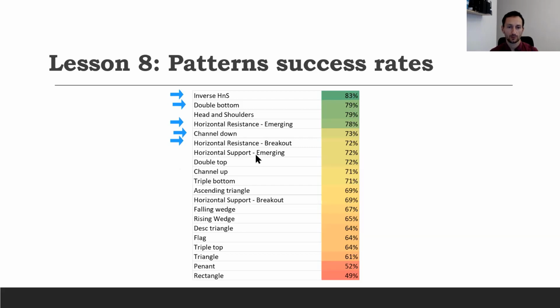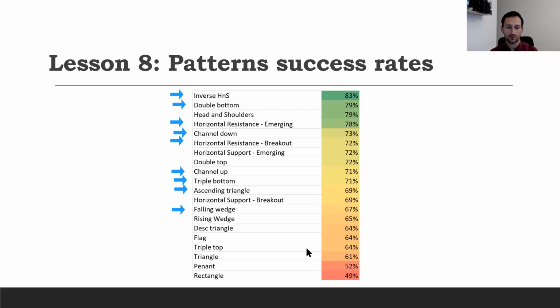Also support emerging or support breakout, obviously those are bearish patterns, so I'm not going to highlight those here. Double top, also a bearish pattern. Channel up could be both bearish and bullish. Triple bottom could be bullish. And then I really like falling wedge and ascending triangle as well.